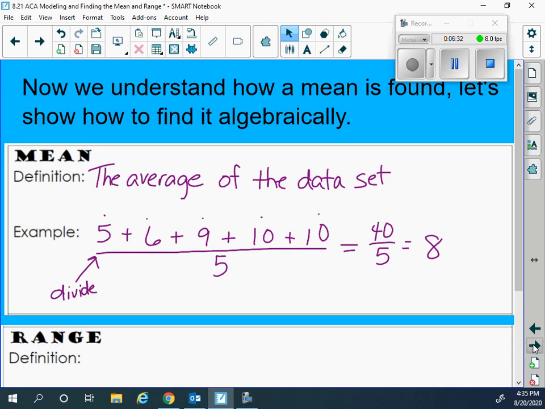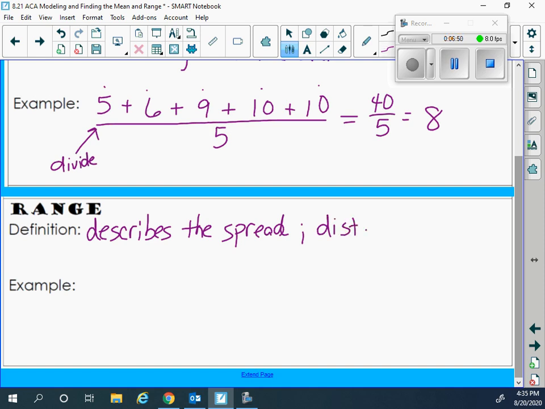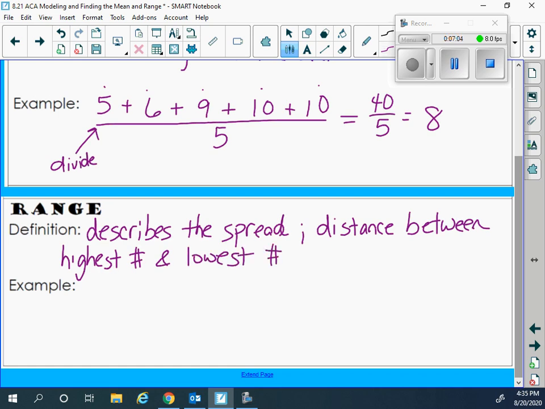Okay? And then we also have the range. The definition for range is that it describes the spread. All right? It's the distance between the highest number and the lowest number. Okay, so on this same example, our high number was 10, our low number was 5, and 10 minus 5 is 5, and that is the range.